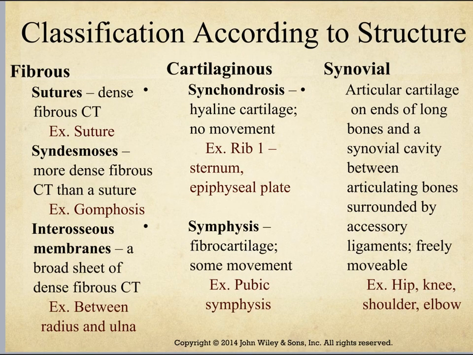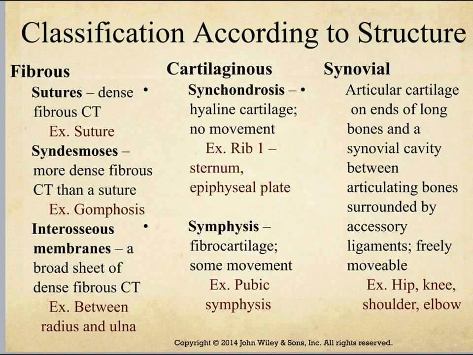Classification according to structure. Now that we just finished function, let's classify our joints based on their structure. Again, we have one of three options, but some of these options have subsets. For example, our first is fibrous, so the structure would be a fibrous structure. We have three options. The first is a suture. You should recognize this word, like the lambdoidal suture, the coronal suture, or the sagittal suture. These are held in place by dense fibrous connective tissue.